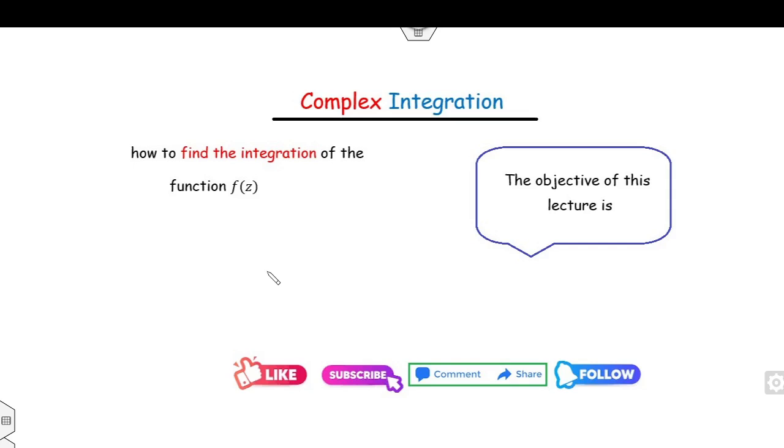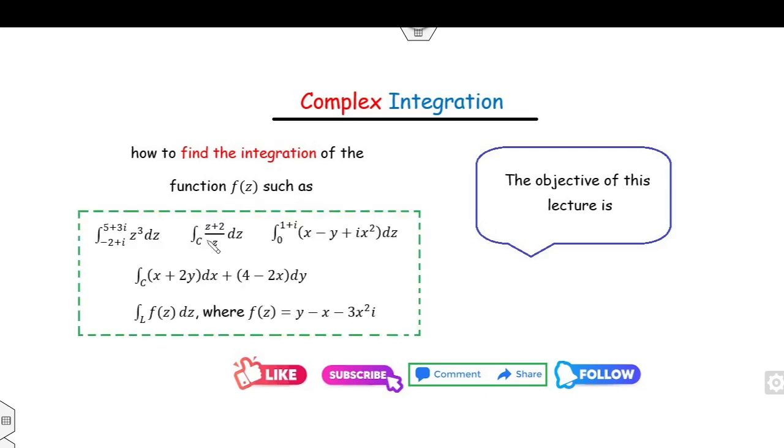Now, what is the objective of this lecture? We will see how you can solve the integration of complex variables, such as this integration of (z plus 1)(z plus 2) divided by 2, which is again a complex number, and so on. But how can you integrate this function?